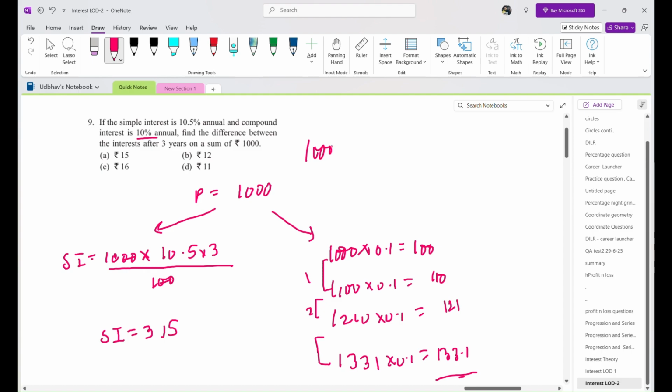1000 into 1 plus 10 upon 100 cube, 1000 into, oh, 1.1, nice, 1.1 cube. Okay, okay, okay.